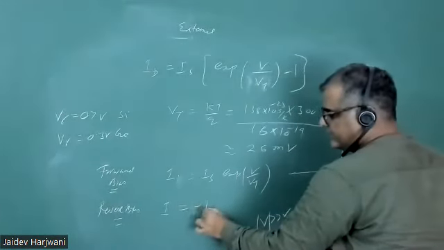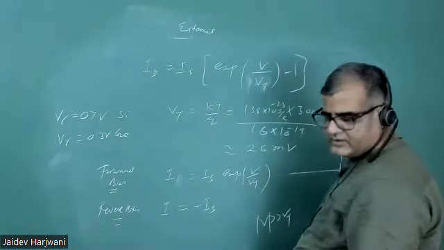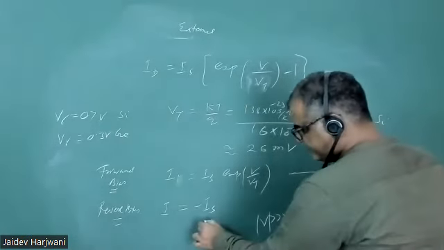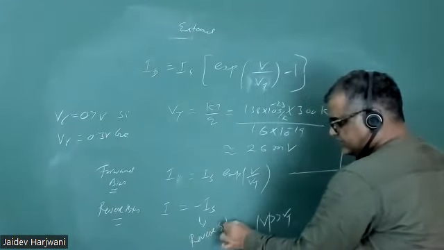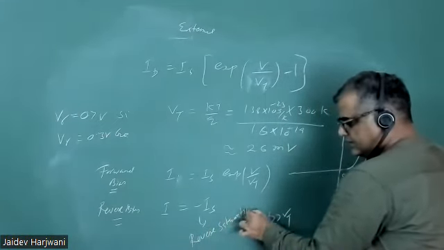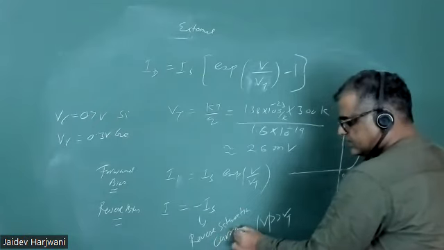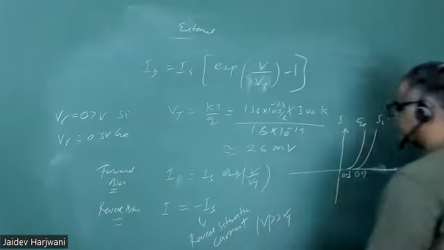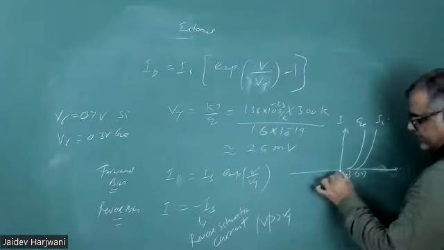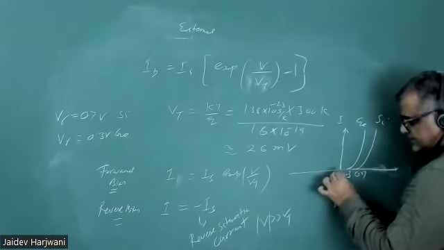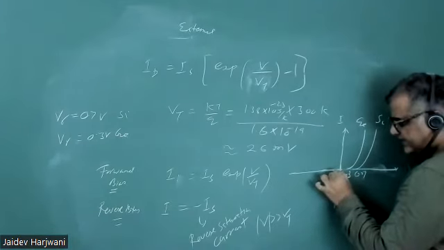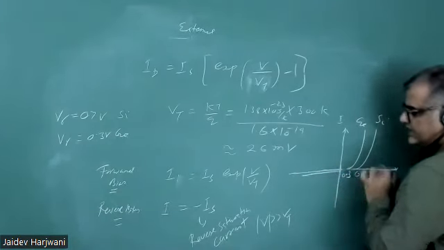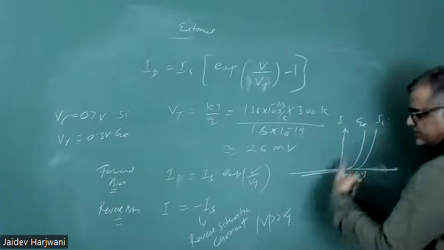So you have only current I equal to Is. Okay, and this is the reverse saturation current. This is called reverse saturation current. Means now what will happen? This current will flow like this. Very negligible current will flow in the reverse direction. This is the forward direction, this is the reverse direction.